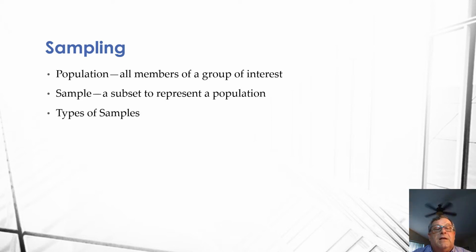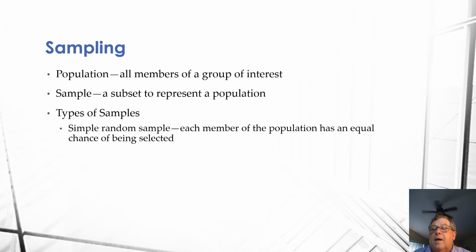One of those is a simple random sample, which means that each member of the population has an equal chance of being selected. You might do a telephone survey as an example, where you generate telephone numbers and then you call those numbers randomly. That might be an example of a random sample.